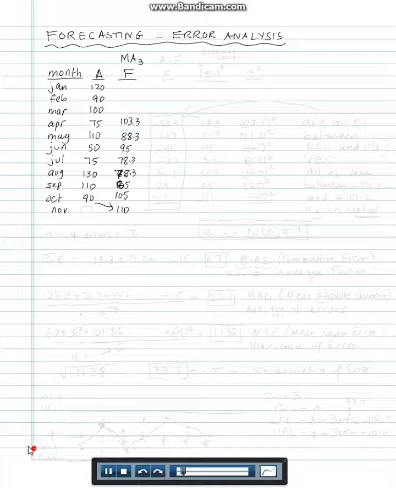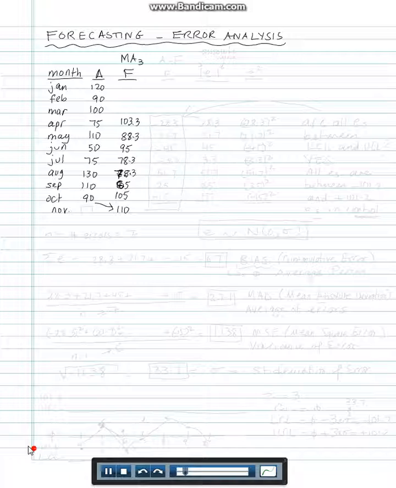else. So the numbers we received from the previous example: 103.3 for April, 88.3 for May, 95 for June, 78.3 for July, 78.3 for August, 85 for September, 105 for October, and November the forecast was 110, but we still didn't get the actual demand. So what errors are we gonna look at in this chapter?